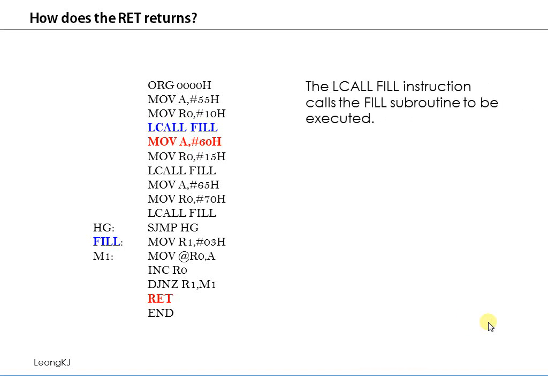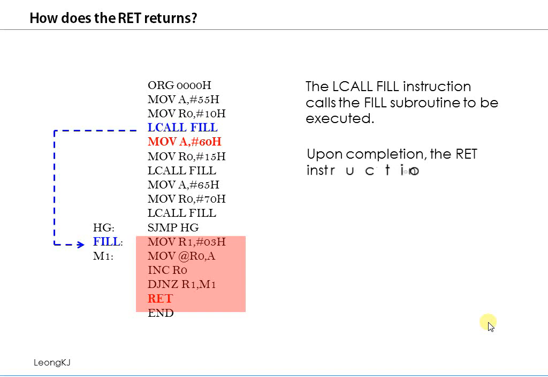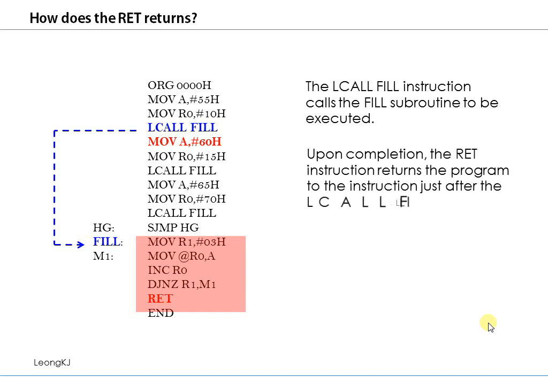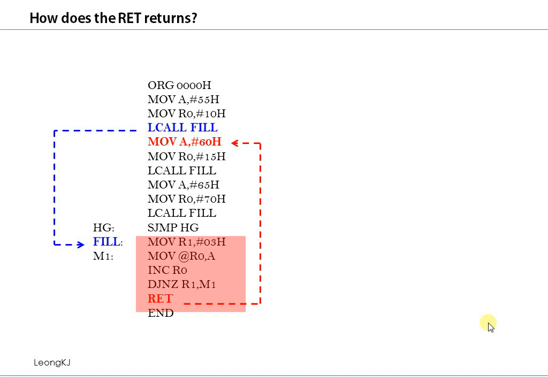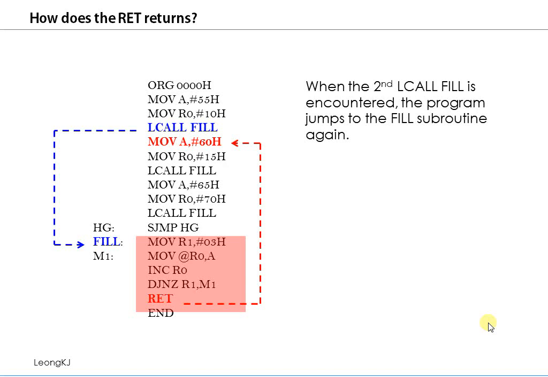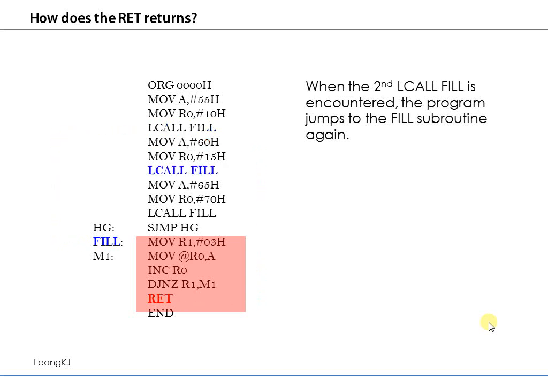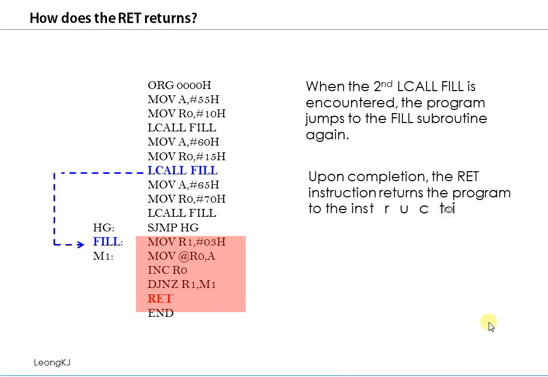The LCall field instruction calls the field subroutine to be executed. Upon completion, the return instruction returns the program to the instruction just after the LCall field. When the second LCall field is encountered, the program jumps to the field subroutine again. Upon completion, the return instruction returns the program to the instruction just after the LCall field.